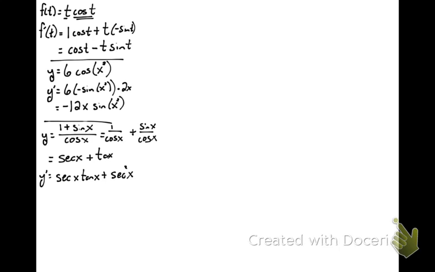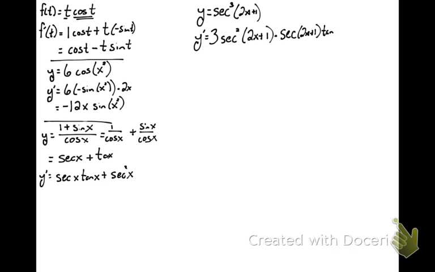Two more examples. Let's consider y equals secant cubed of 2x plus 1. So a lot of chain rule here. The derivative of this by the power rule, to get started, would be 3 times secant squared of 2x plus 1. But now I need to take the derivative of the inside, and the first inside is the secant of 2x plus 1. And the derivative of secant is secant tangent, so this will be times the secant of 2x plus 1 times the tangent of 2x plus 1.